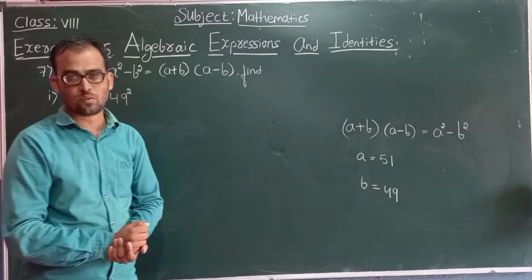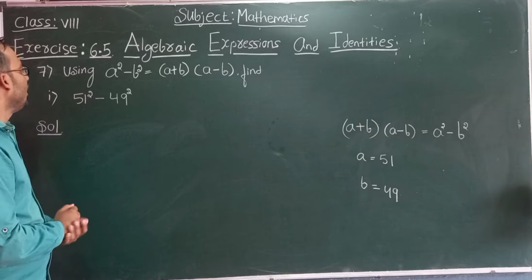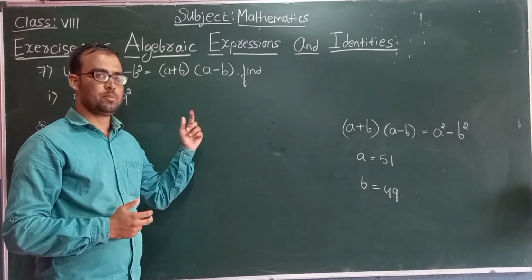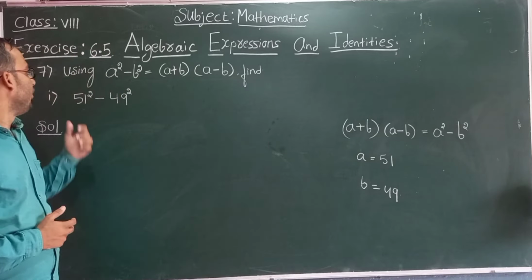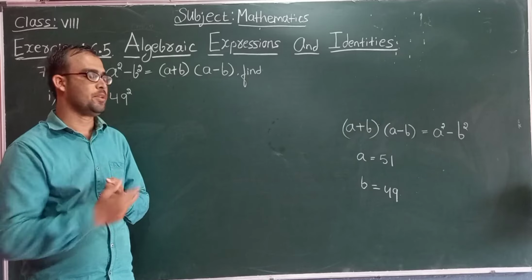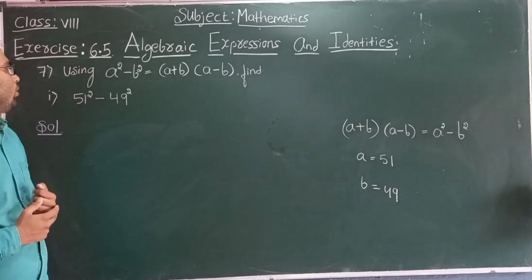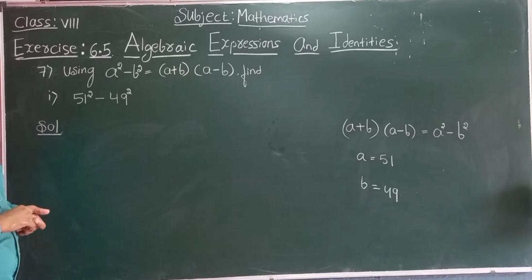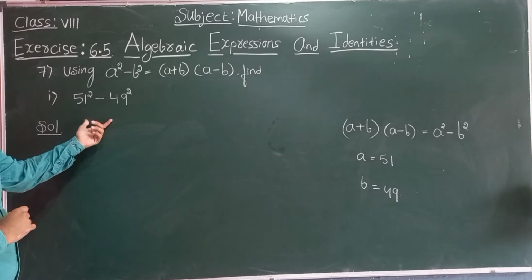Students, let us solve the problems from 7th grade. What they have given: using a square minus b square equals a plus b into a minus b. Here we need to find the value of the following expressions using the identity a plus b into a minus b. Now look here, students. It is of the form a square minus b square.